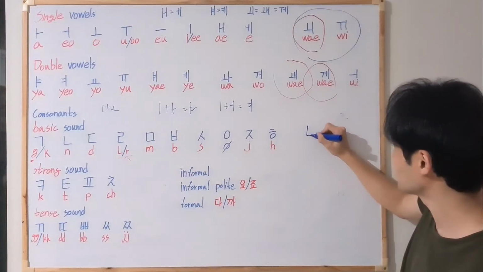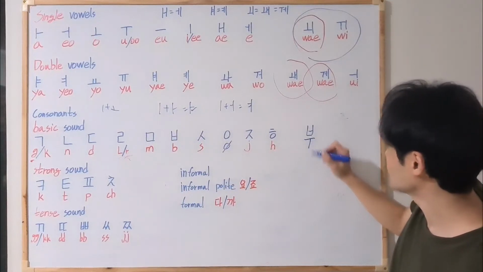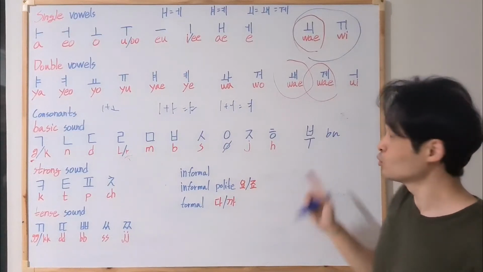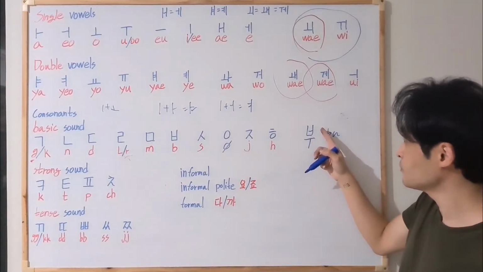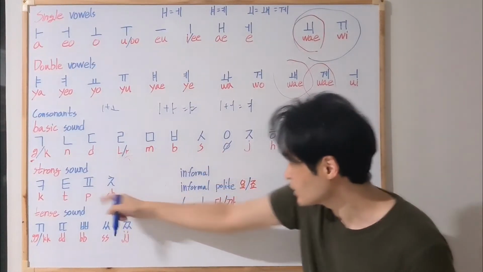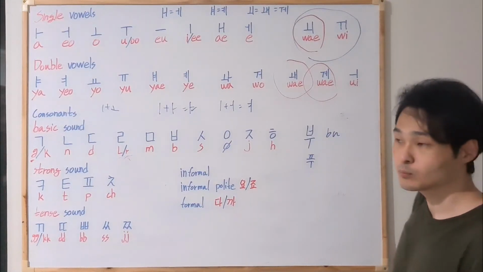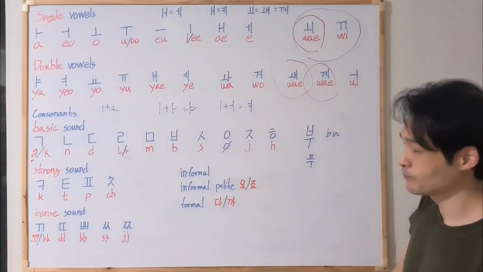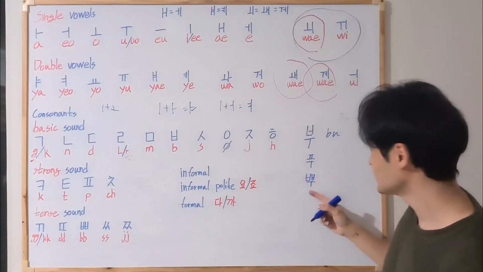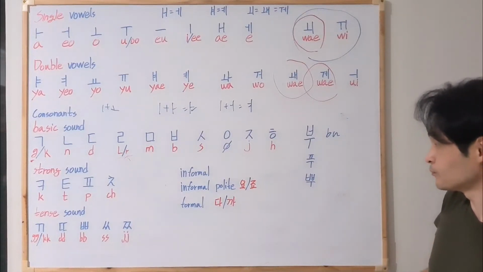Consonants, vowel, U. How to pronounce this? 부, 부. 자, basic sound, 부. Strong sound. 자, 푸, 푸. 자, tense sound. 자, 뿌, 뿌, 뿌.